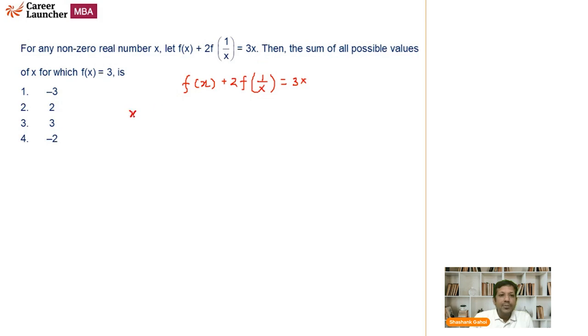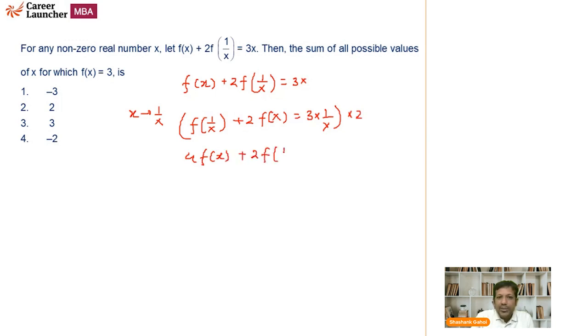I am going to replace x by 1/x. So I am going to get f(1/x) plus 2f(x) is equal to 3 into 1/x. Now I need f(x). So what I'm going to do, I'm going to multiply this equation by 2. So I'm going to get 4f(x) plus 2f(1/x), and that is equal to 6/x. Now my first equation was f(x) plus 2f(1/x) equal to 3x.